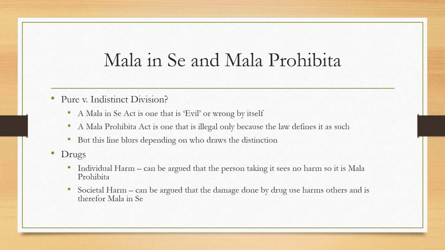So a quick example would be murdering someone. That's a mala in se act. Speeding, well, that's a mala prohibita. But this can get a little bit blurred.